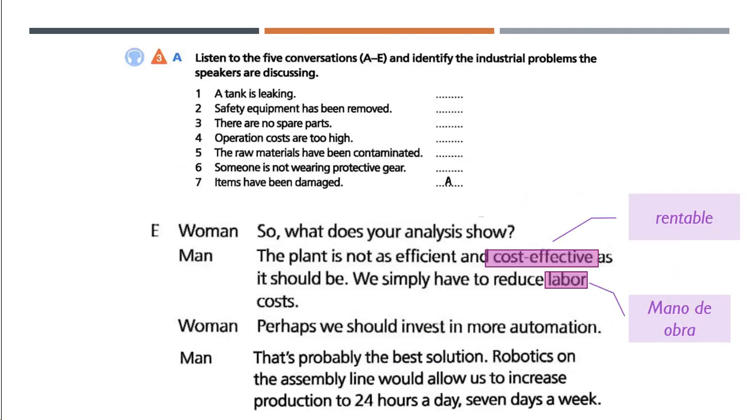E. So, what does your analysis show? The plant is not as efficient and cost-effective as it should be. We simply have to reduce labor costs. Perhaps we should invest in more automation. That's probably the best solution. Robotics on the assembly line would allow us to increase production to 24 hours a day, 7 days a week.